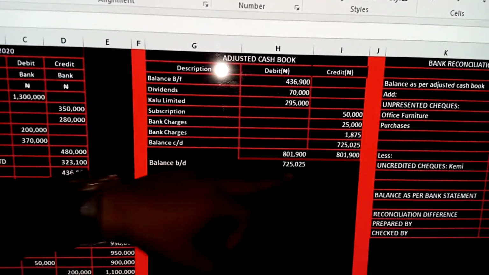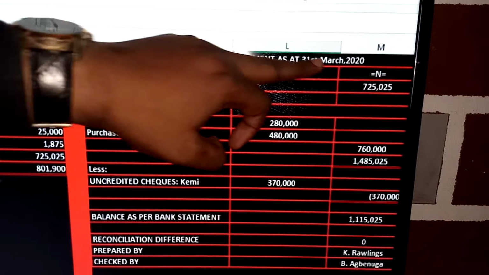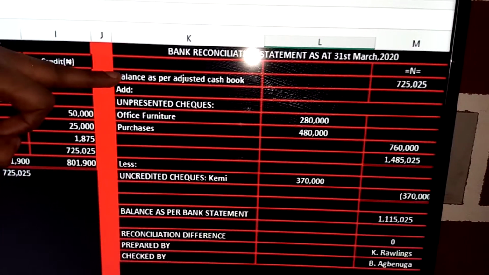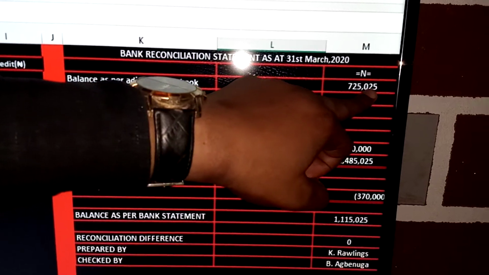So you transfer this balance to what? The bank reconciliation statement. So we have bank reconciliation statement as at 31st March 2020. So we have balance as per adjusted cash book, 725025.